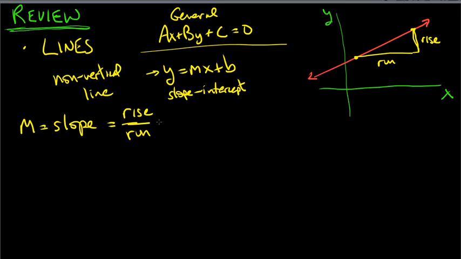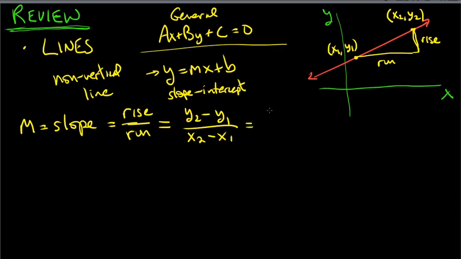Yeah, so in order to calculate slope as a number, you need two points on the line. So one point you can call x2 and y2. The other point could be x1 and y1. And so the rise is just the difference in the y values, y2 minus y1. The run is the difference in the x coordinates, x2 minus x1.